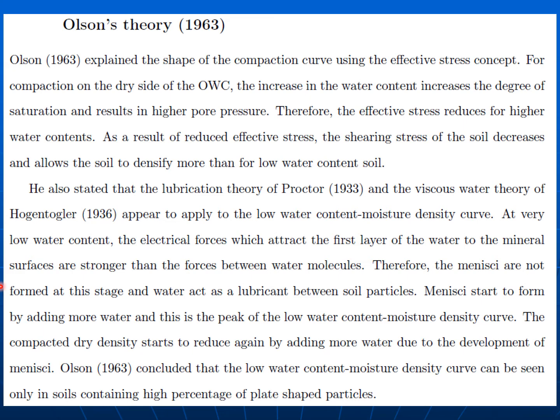Menisci start to form by adding more water, and this is the peak of the low water content moisture density curve. The compacted dry density starts to reduce again by adding more water due to the development of menisci. Olson concluded that the low water content moisture density curve can be seen only in soils containing high percentage of plate-shaped particles.